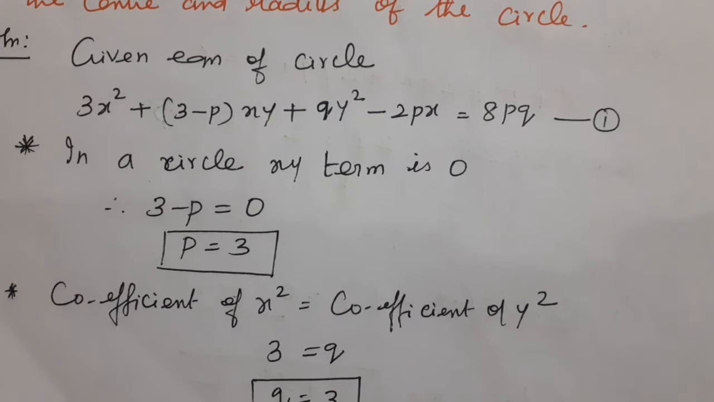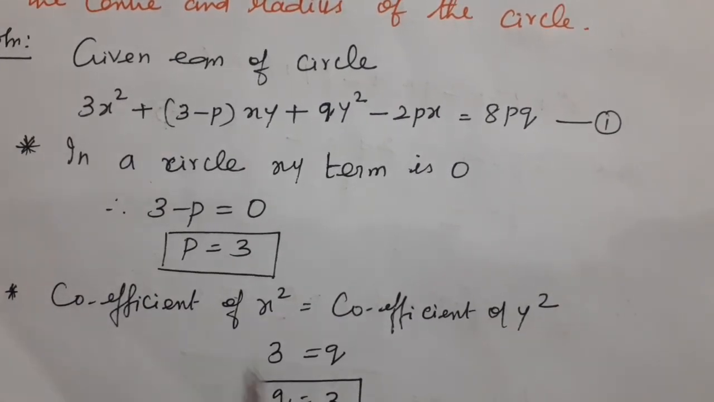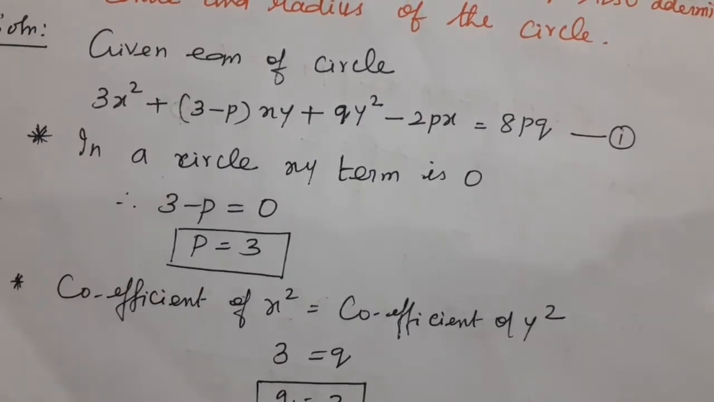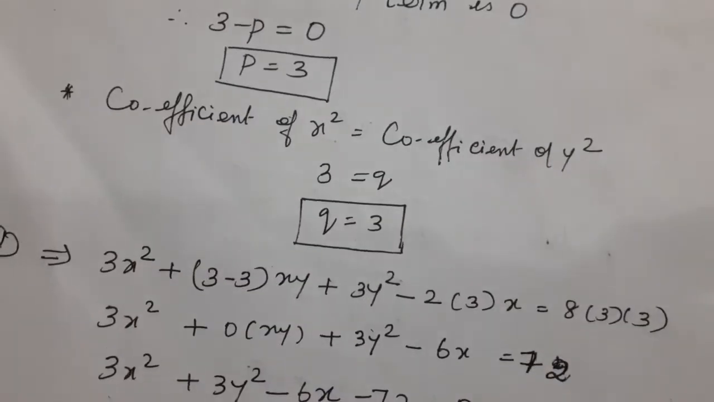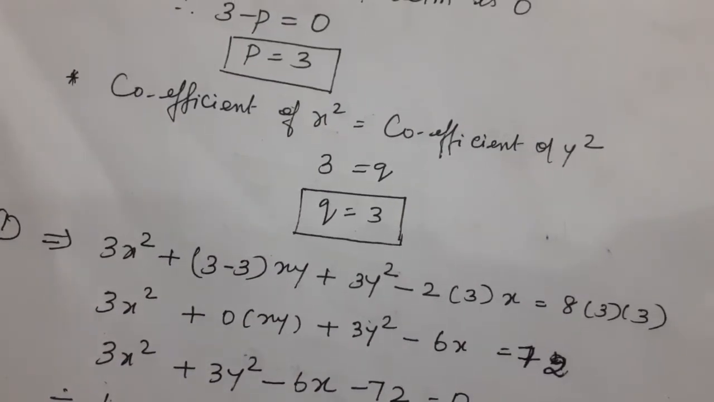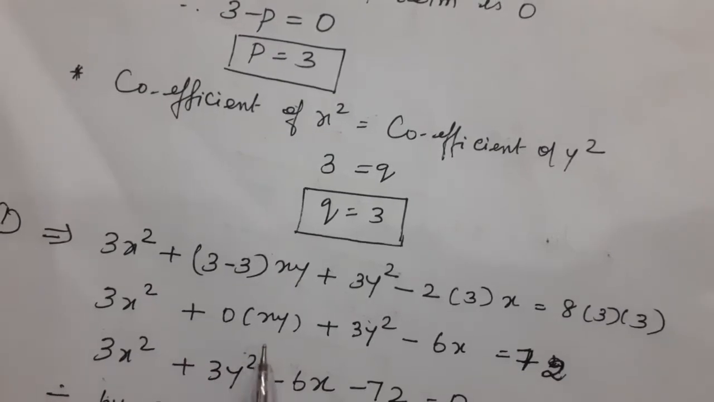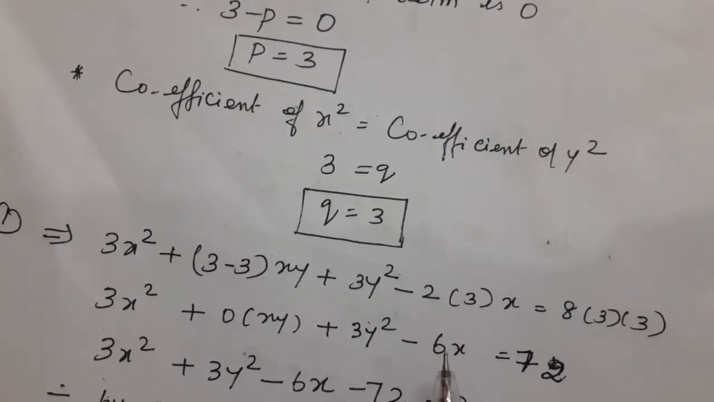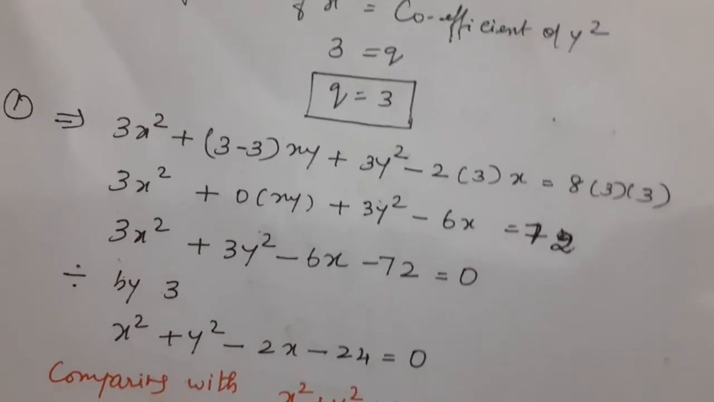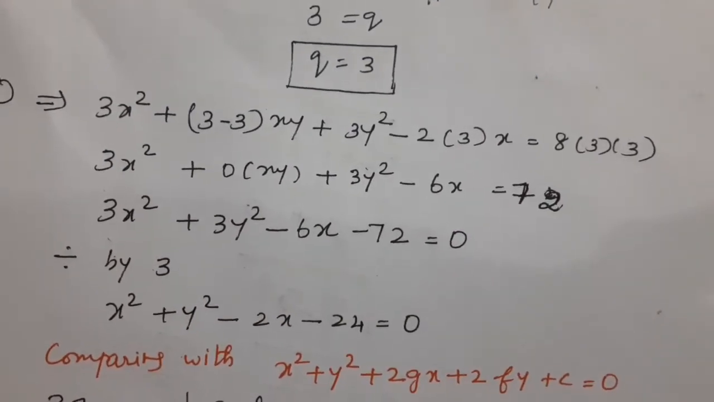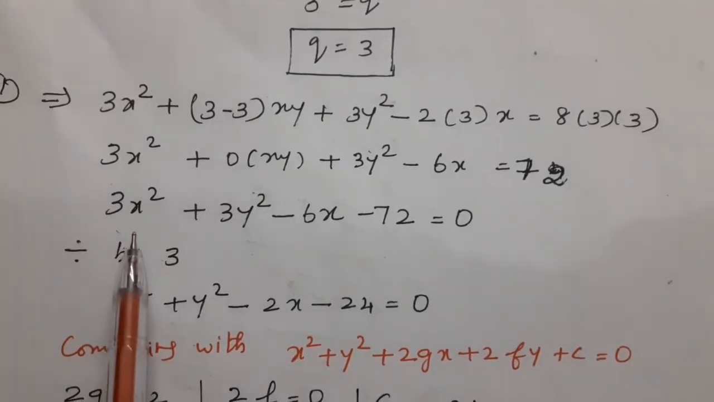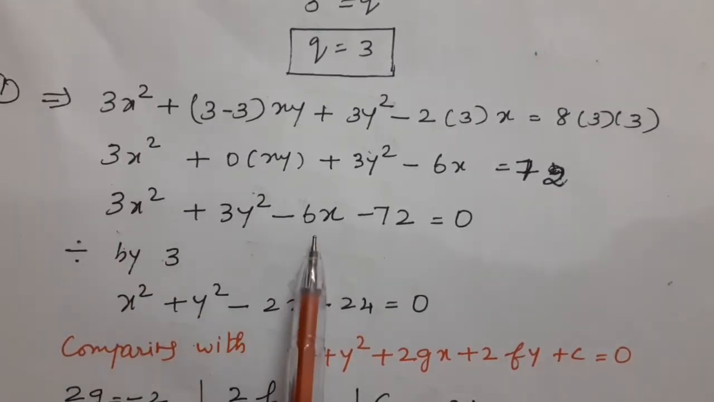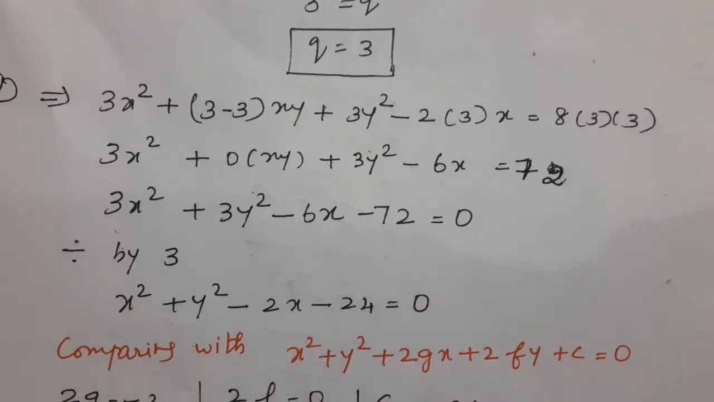Using the two conditions, we find the values of p and q and substitute them into the equation. After substituting p = 3 and q = 3, we get 3x² + (3 − 3)xy, which is 0·xy, plus 3y² − 2·3x, which is 6x, equals 8·3·3, which is 72. So the answer we get is 3x² + 3y² − 6x − 72 = 0.